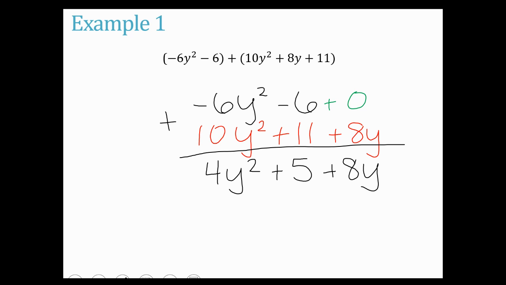Now let's ask ourselves the important questions. Are there any more like terms? No. Is it in standard form? No. So we have to rewrite it so it's in standard form. We go from largest exponent to smallest.